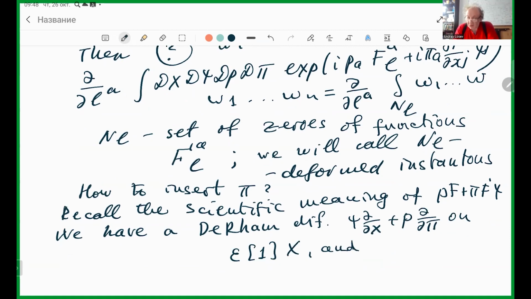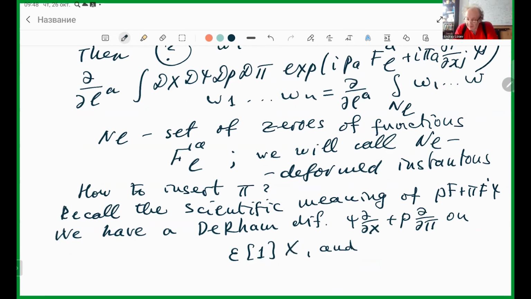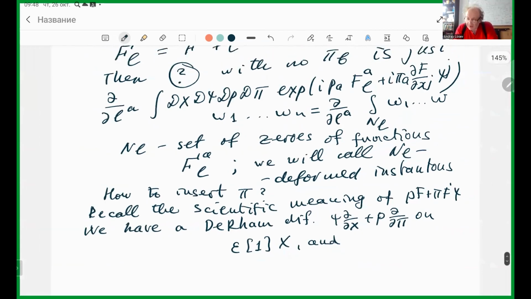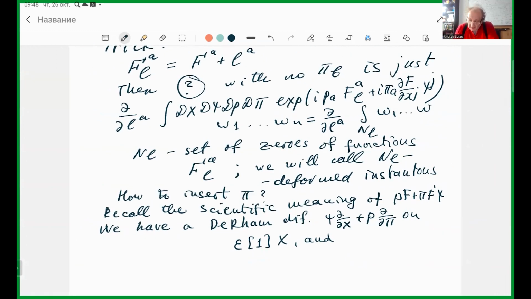And what is an exponent? What is an exponent is nothing but, let me call it q. Q applied to pi a, I pi a f a. So I'll repeat.